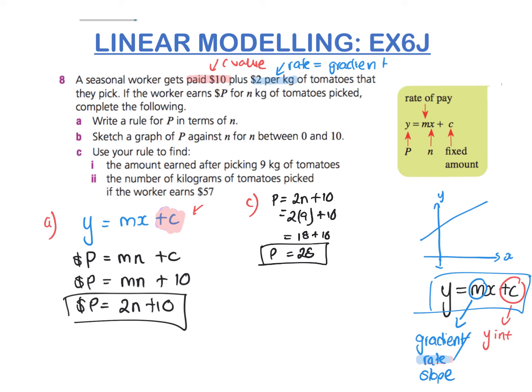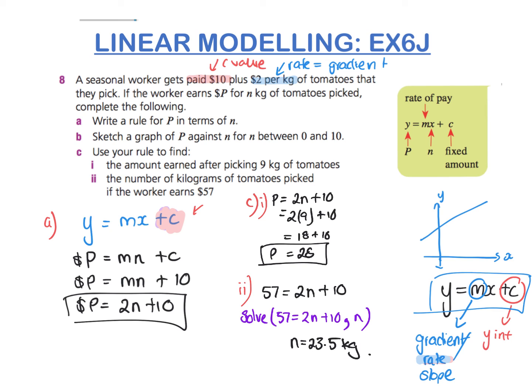And the number of kilos of tomatoes picked if the worker earns $57. With that one, you can use your solve function, because we've been told a P there. We're told 57 and 2n plus 10, but we don't know what n is. So who remembers how we get the solve on our calculator? Menu 3-1, good. So I can type in solve, 57 equals 2n plus 10. What am I trying to find? N, so comma n, and we will get how many kilos it is. He picked 23.5 kilos. Okay, so this is part B.